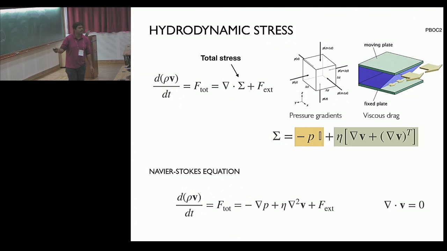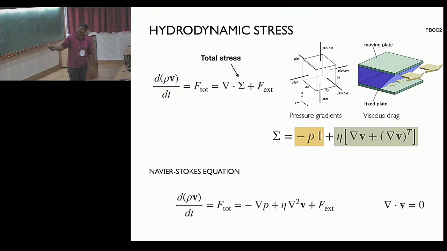The total rate of change of momentum is the total force. That's Newton's second law, F equal to ma. Now, the total force on this volume has parts that come from other volumes surrounding the volume that you're looking at, and maybe some external forces. For example, there's gravity, or maybe there is some electric field, and so on.